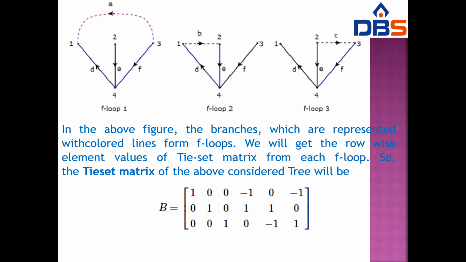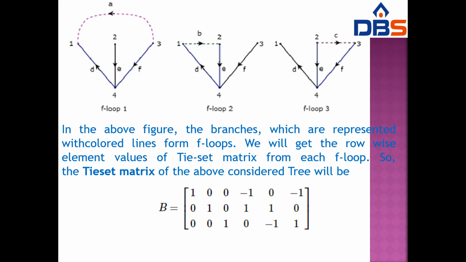Then it goes to the F branch. The direction will be opposite, so it will be minus 1. Same thing for the next loop, which relates to D, E. B is in the same direction, so put 1, and it comes down. E is also in the same direction, 1, and D is also in the same direction. So 1, 1, 0, and the remaining are all 0.